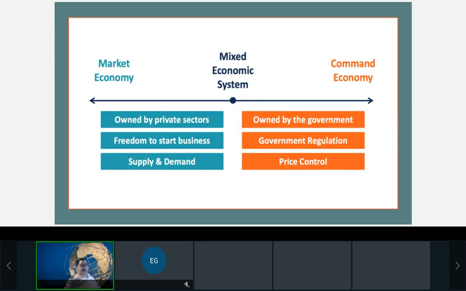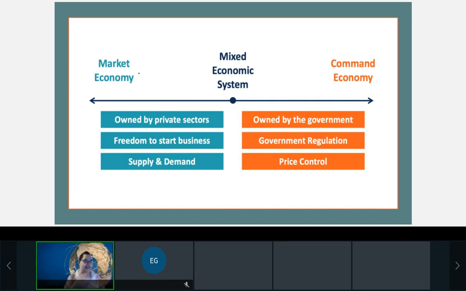Good. Now, economics. Okay, don't forget that in a command economy, the further you get to a command economy, the more the government owns everything and regulates everything and controls the prices. The further you get to a market economy, the private sector owns everything. We own everything ourselves. Freedom to start your businesses or for businesses to fail, and we go by supply and demand. Those are the things that set the price. Now, a mixed economic system is a combination of the two.